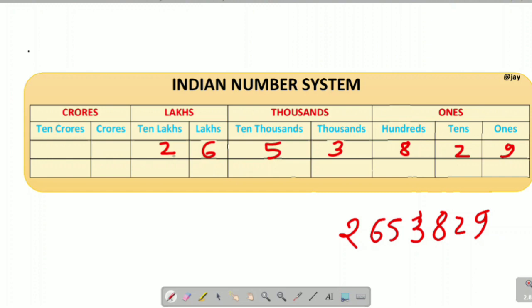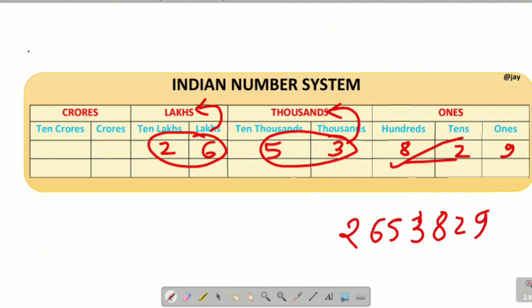So what is the number? You can read that it is 26 lakh 53,829. Okay, so that was the role of periods and places, to read and write the numbers. And in this way you can also use commas. How to use commas? It's a very simple way. Whether it is the Indian number system or the international number system, there is one common thing, that after each period we will use a comma.